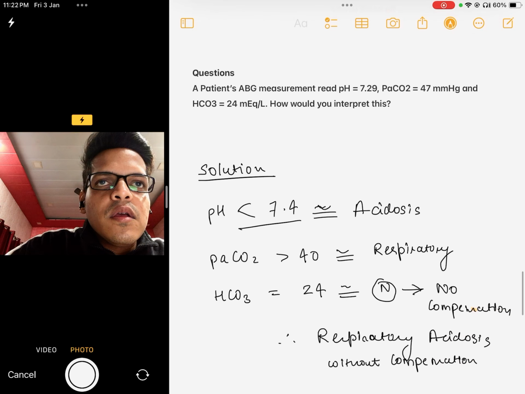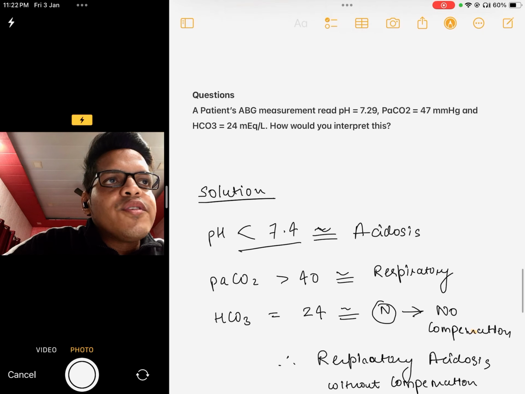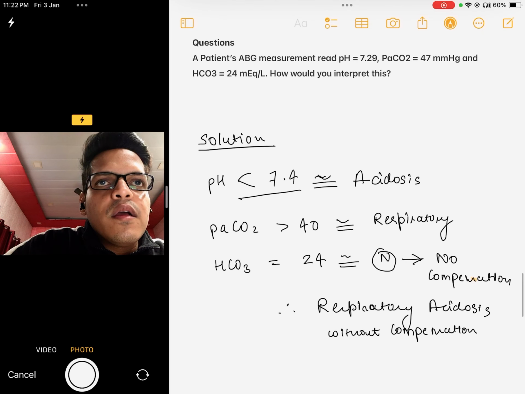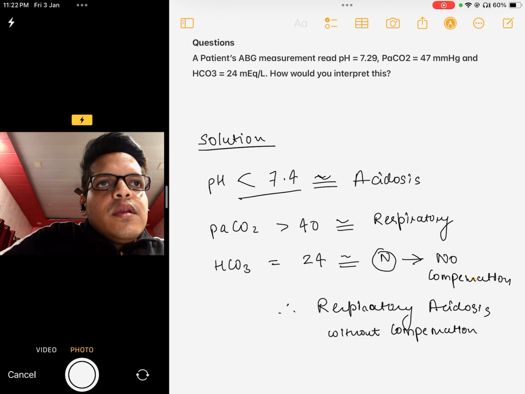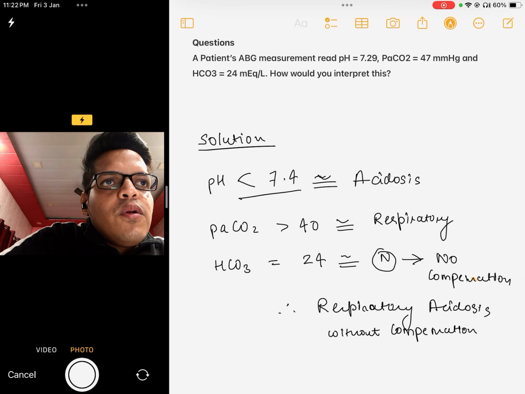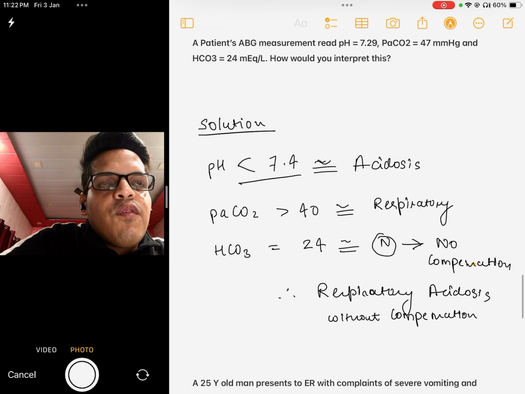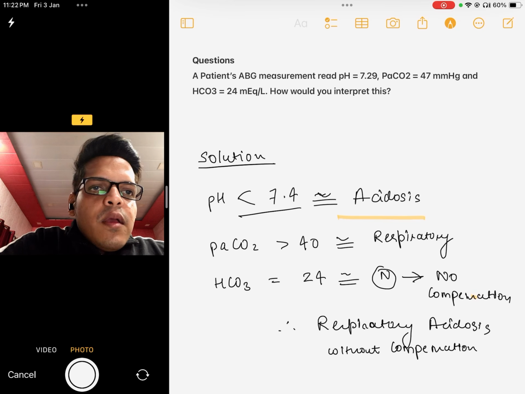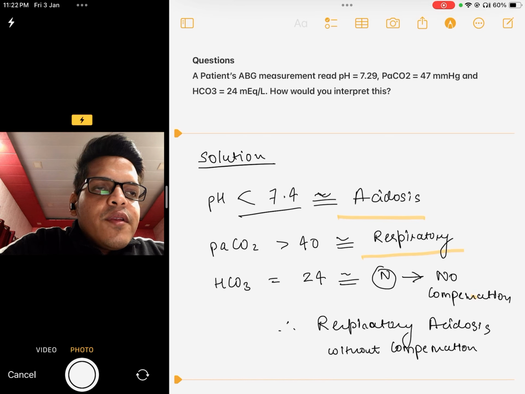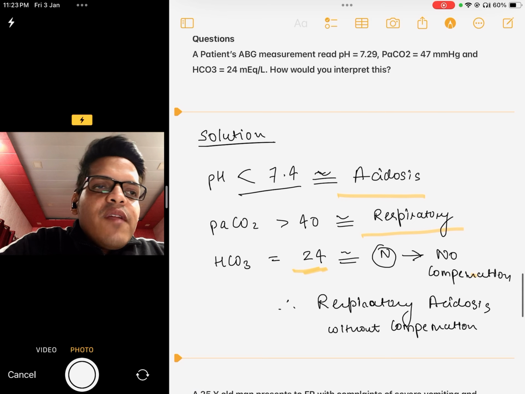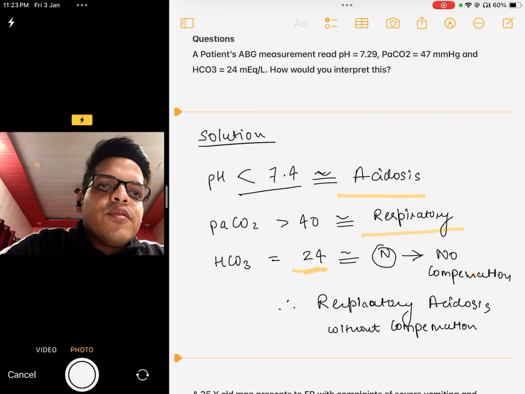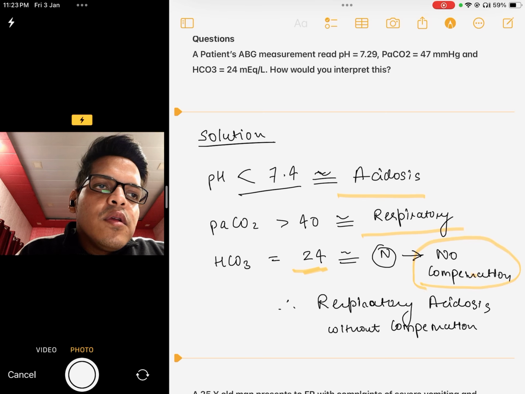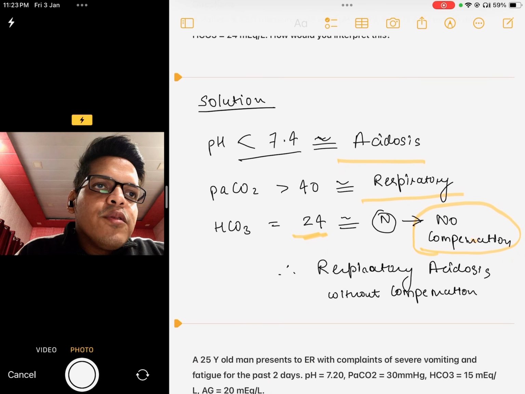Now I have discussed two questions at the end to apply what we read. In this case, the patient's ABG reads pH 7.29, PCO2 47, and SCO3 24. How will you interpret? pH is less than 7.4, okay, acidosis. PaCO2 is 47, that is respiratory, and SCO3 24 is normal, but it is respiratory acidosis. So to counter that, it should have increased, no? So there is no compensation. It's not trying to cause metabolic alkalosis to counterbalance the respiratory acidosis. So respiratory acidosis without compensation.